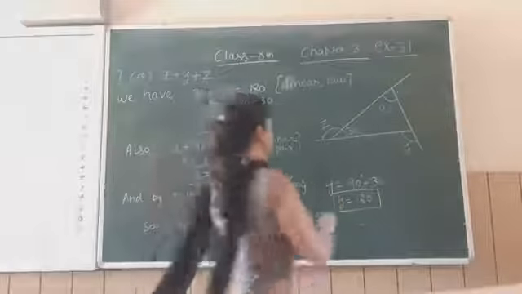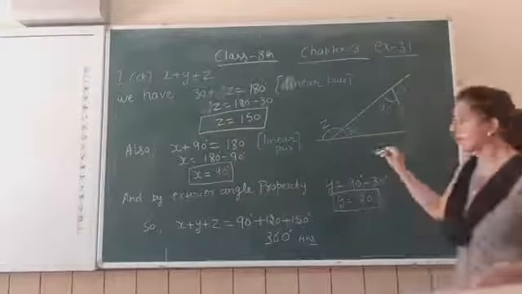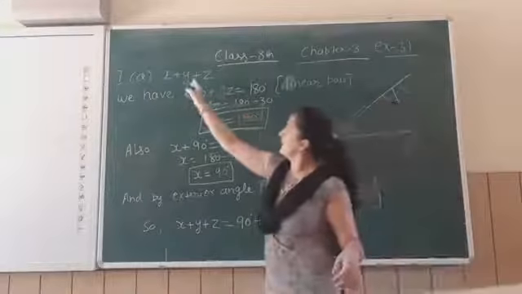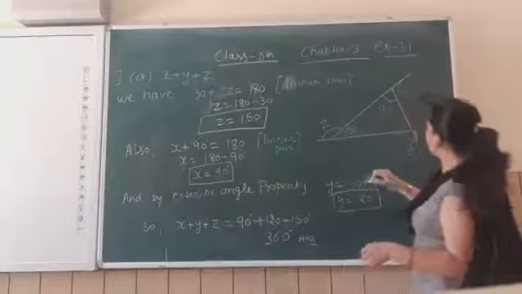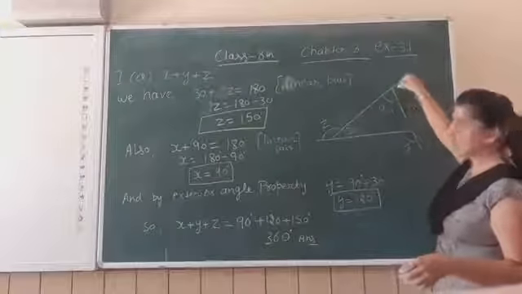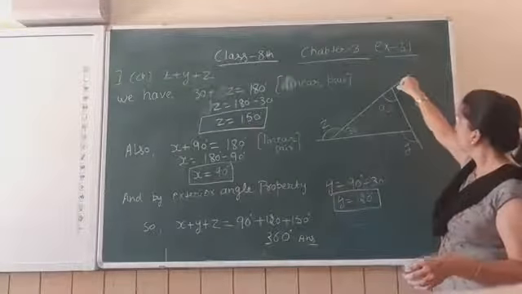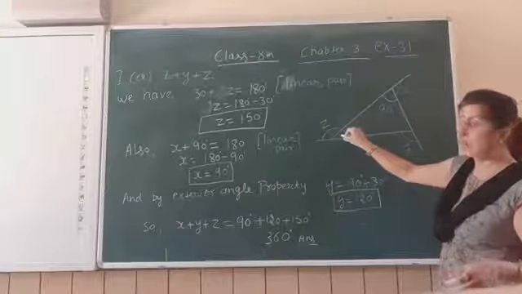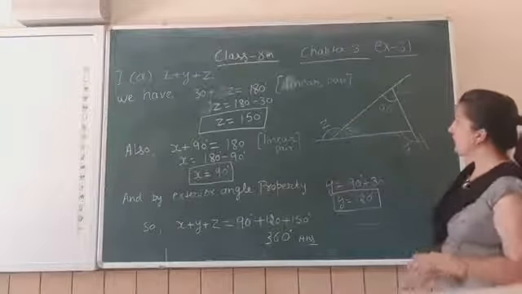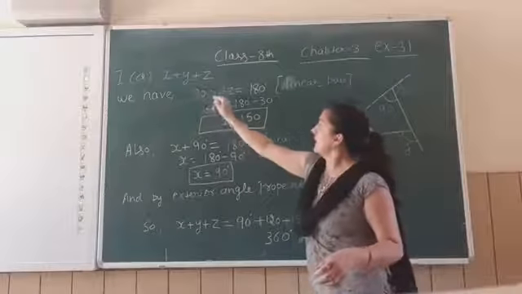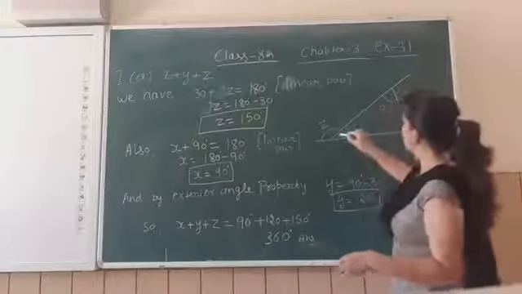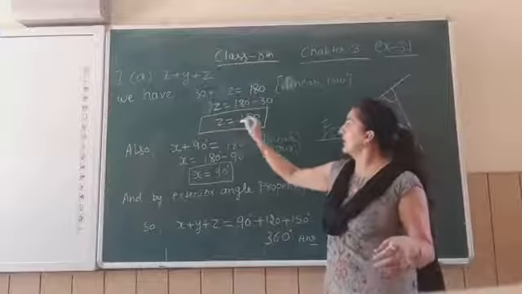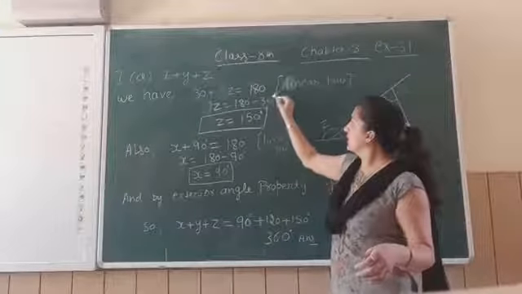Now the 7th question, the figure is given like this. We have to find out the value of x plus y plus z. To find out x, you can see 90 plus x makes a linear pair, so the sum will be 180. Z plus angle 30 is a linear pair, so the sum will be 180. So we have 30 plus z equal to 180, we have written linear pair. So the value of z is equal to 150 degree.